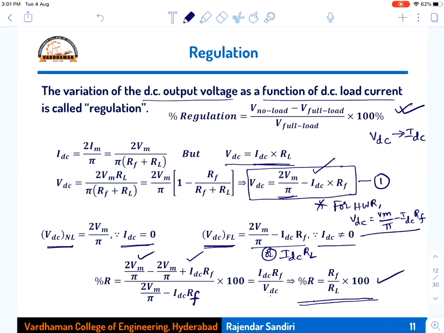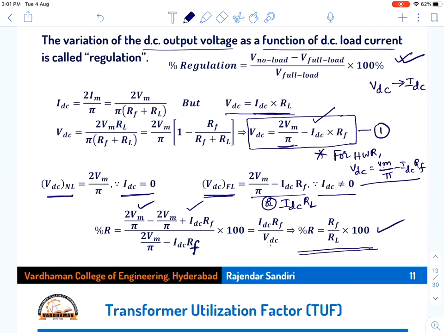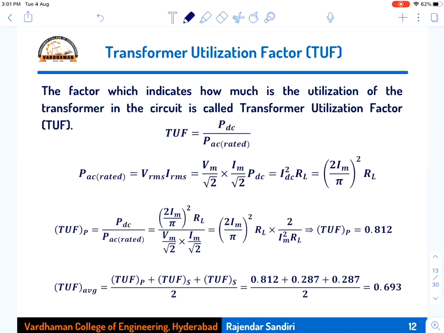Here the first term is 2Vm by pi, because the DC value is Vm by pi in case of a half wave rectifier, and 2Vm by pi in case of a full wave rectifier. Okay. So the next parameter is the transformer utilization factor. TUF is equal to PDC by PAC rated. This formula you already know.